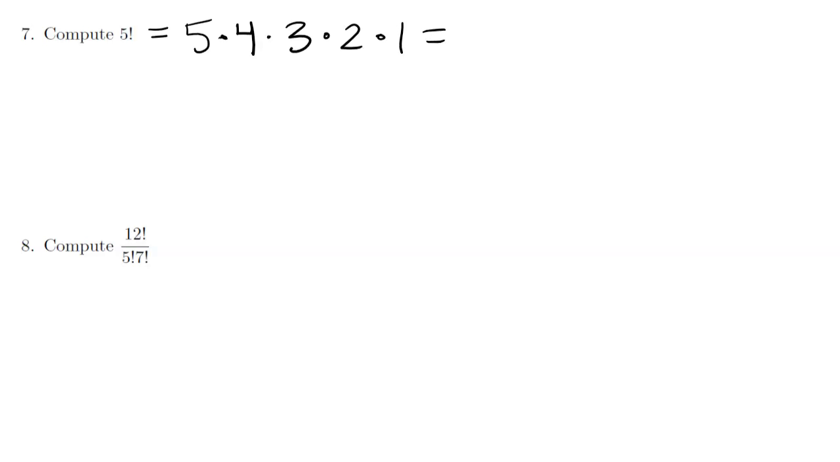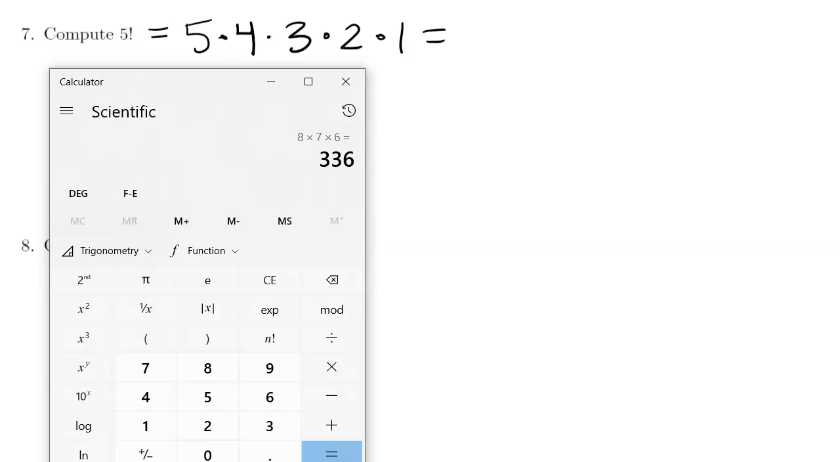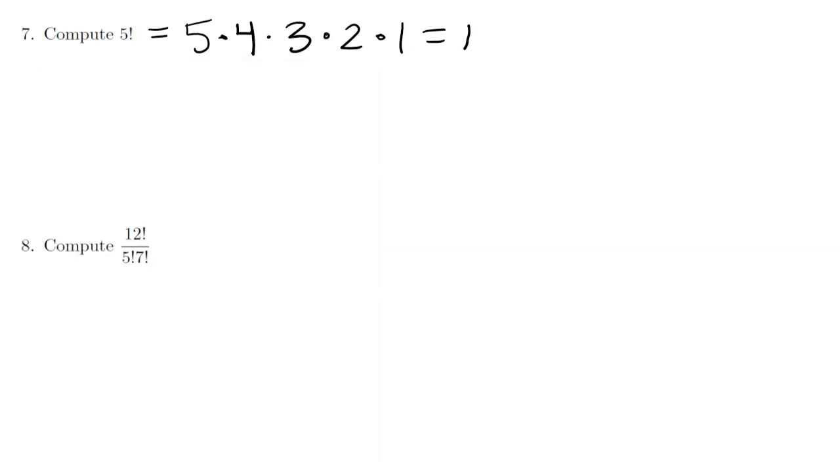And then you can do it in a calculator. That one maybe is small enough to just do in your head, but 5 times 4 times 3 times 2 times 1. Oops, not 55. Let's start over. 5 times 4 times 3 times 2 times 1 is 120. So we're just practicing these factorials.